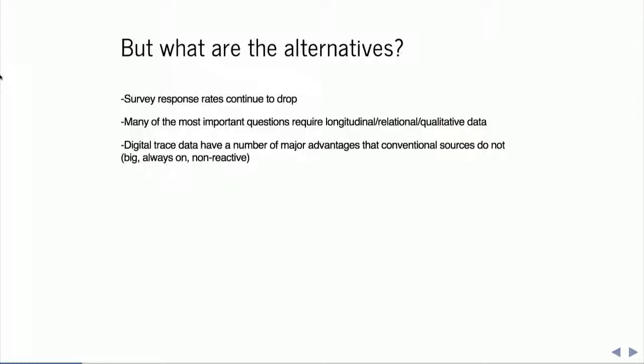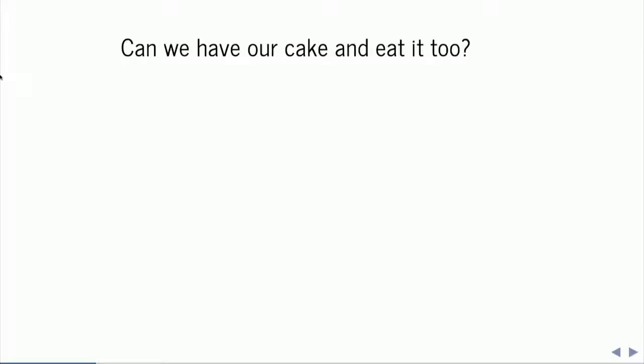I think not, and I think there's also some other advantages that digital trace data have that conventional sources do not. Again, that they're typically larger, that they're always on, that they're collecting data all the time, or most of the time, we hope, and that they're non-reactive, that we might avoid social desirability bias. So the question I would like us all to think about is, can we have our cake and eat it too? Is there a way that we can work with digital trace data, but maybe merge it with more conventional sources of data collection, like a survey?